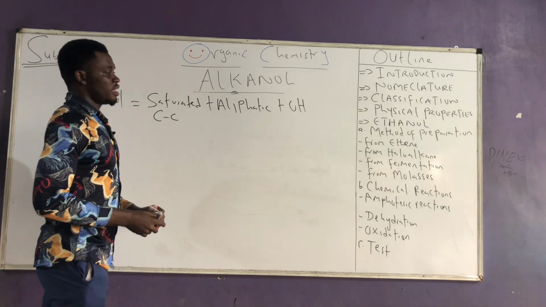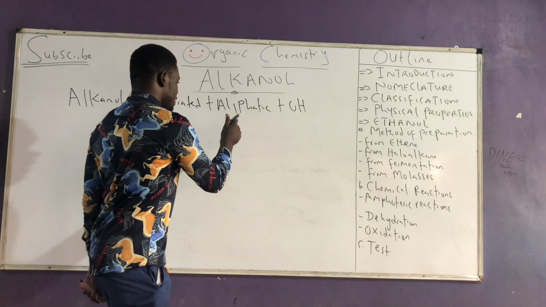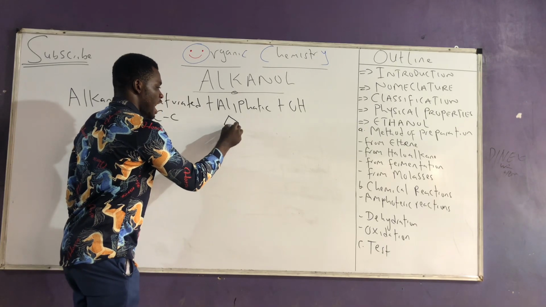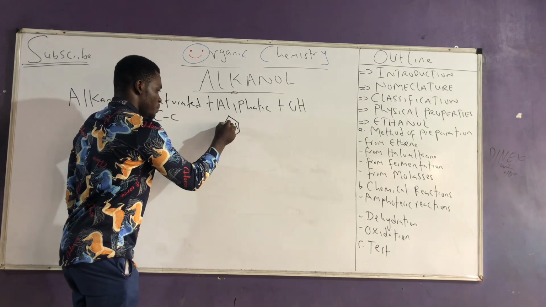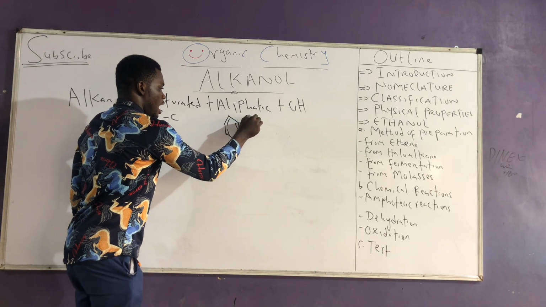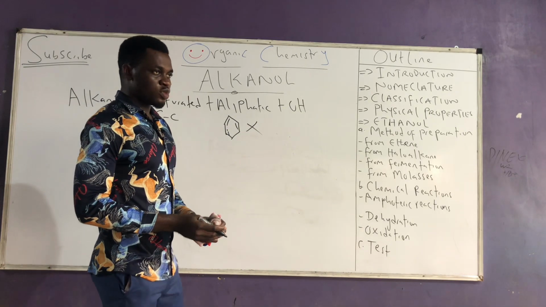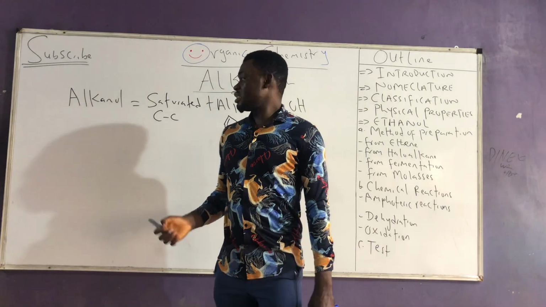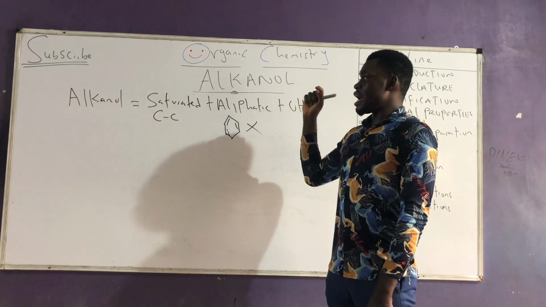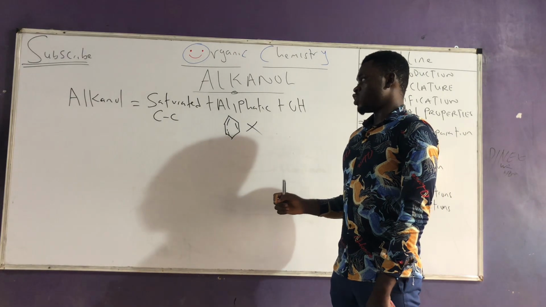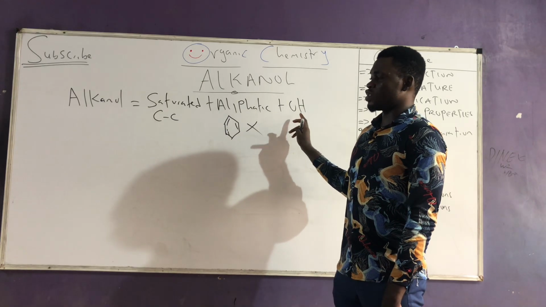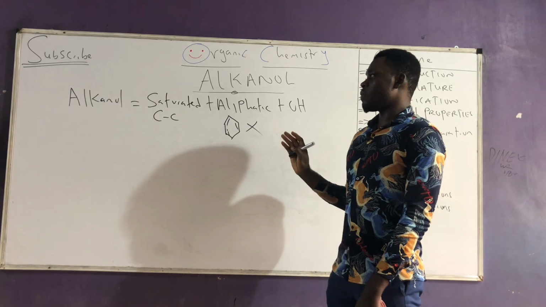a single bond. They are aliphatic in the fact that they do not have any aromatic system like your benzene system. They do not have it. So that is why we regard them as aliphatic. They do not have any benzene ring. And finally, they have this OH group, which is the most unique feature that helps me to recognize an alkanol. So any compound that is saturated aliphatic and has this OH functional group, automatically that compound becomes an alkanol.